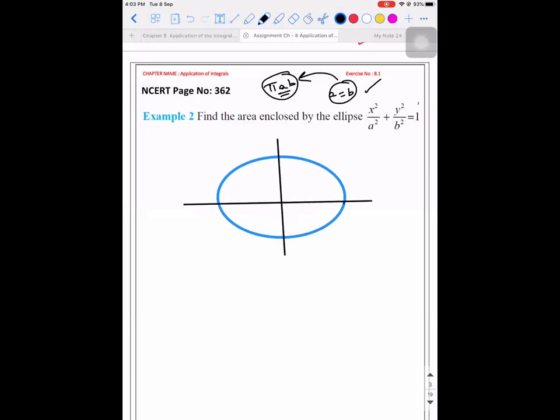Tell me, what will this point be? So the 0, 0. What is this point? a, 0. And this is minus a, 0. This one is 0, b. And this will be 0, minus b.